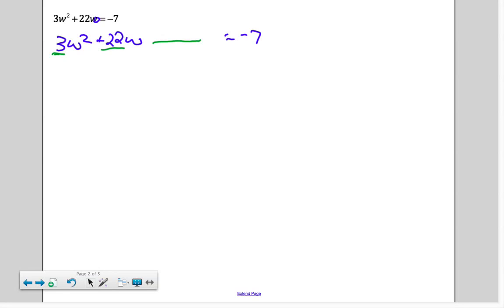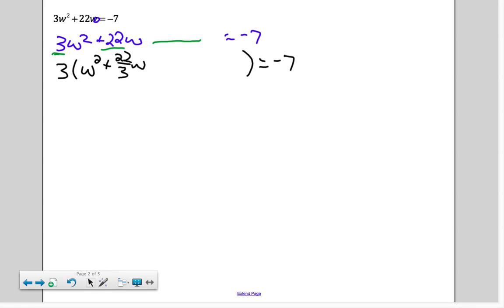Or we factor it. So we just force out a 3. We'll factor out 3, but we want to keep the w, because we still want a quadratic expression in our brackets. Normally we tend to factor out the w because we're used to the greatest common factor. We don't want to do that for completing the square, because we want to keep that variable squared so that we're still dealing with a quadratic. So that's 3 times w squared plus 22 over 3 w is equal to minus 7.